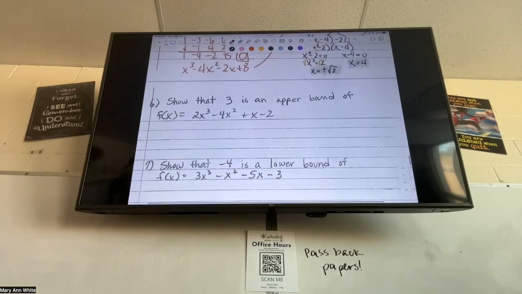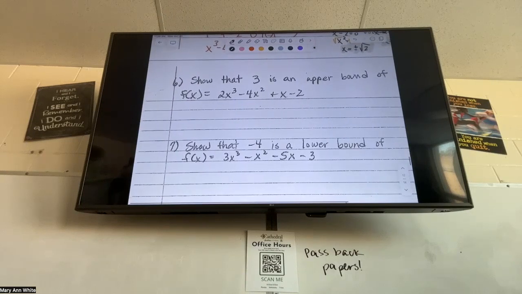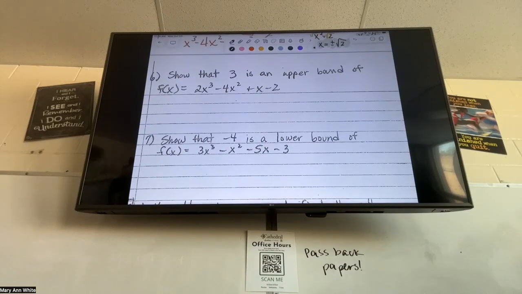Okay, the last thing that I'm okay doing, because it's just so easy, all we're gonna do is synthetic division. So these say show that 3 is an upper bound, show that -4 is a lower bound. This is really not important. This is something Mrs. Ludington and I are probably gonna cut out of the test and the quiz, but it's just easy synthetic division practice, so we're gonna do it together, okay? So when we are seeing a problem that talks about bounds, upper bound or lower bound, we are gonna do synthetic division, okay?